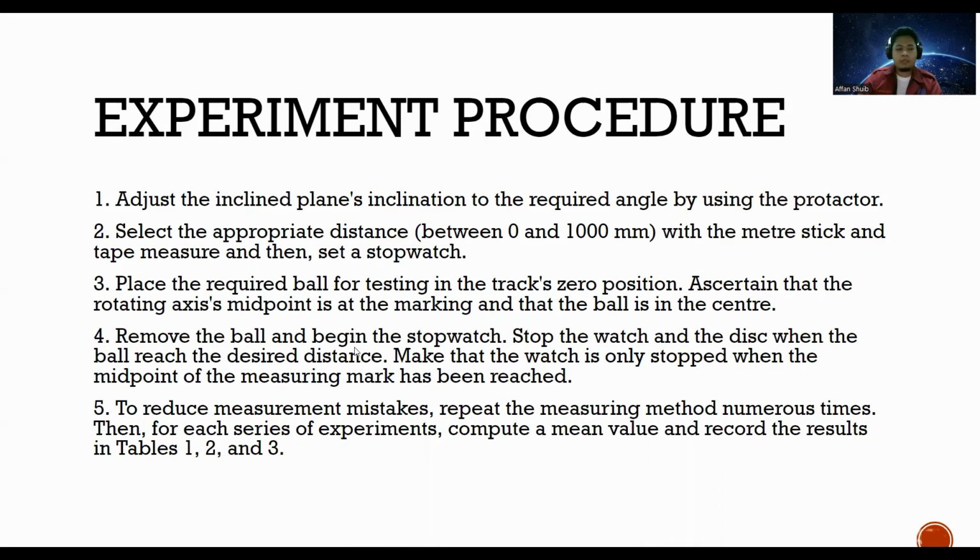Fourth, we release the ball and begin the stopwatch, and then stop the watch when the ball reaches the desired distance, making sure that the watch is only stopped when the midpoint of the measuring mark has been reached. And the last step, to reduce measurement mistakes, we repeat the measuring method numerous times, and for each series of experiments we compute a mean value and record the result in tables 1, 2, and 3.